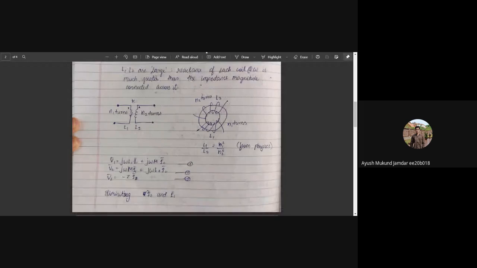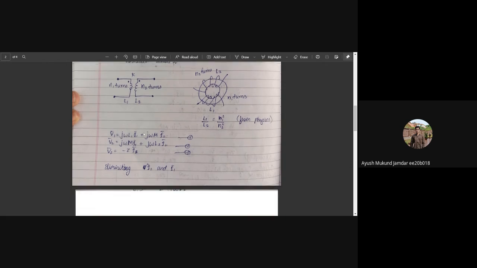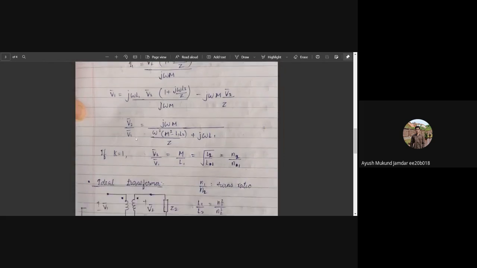So if we have a coil with N1 turns and N2 turns, N1 turns in the primary coil, N2 in the secondary coil, from some electromagnetics, we'll get the relation L1 by L2 equals N1 square by N2 square. And on solving the equations again, to get V2 bar by V1 bar, the phasors ratio, we'll get an expression like this. Again, not a very good looking expression, but if we take K equals 1, the ideal case, we'll have V2 by V1 equals N2 by N1, that is proportional to the number of turns.